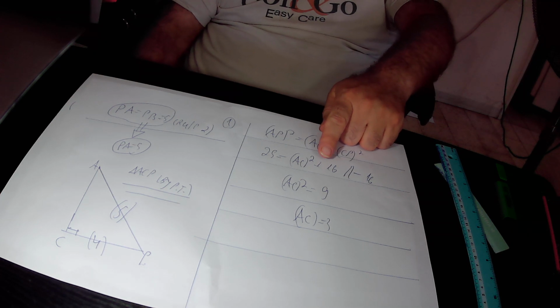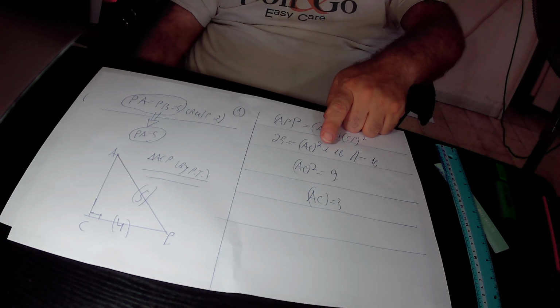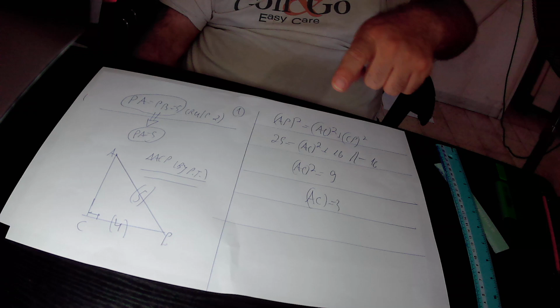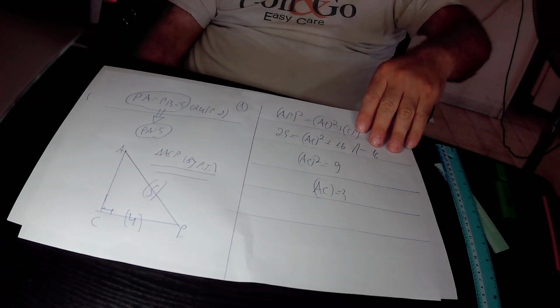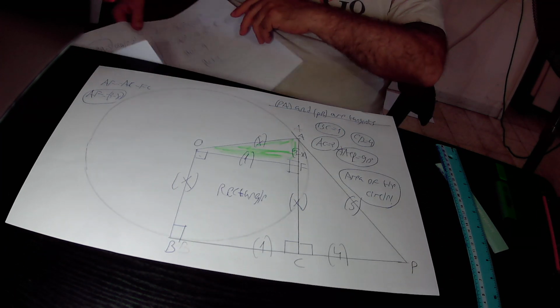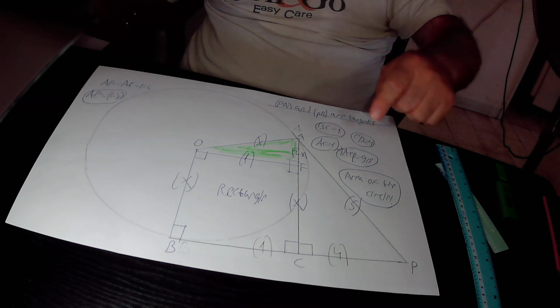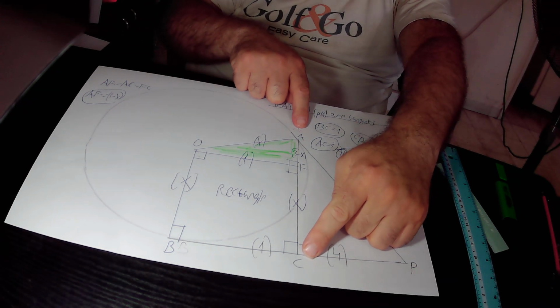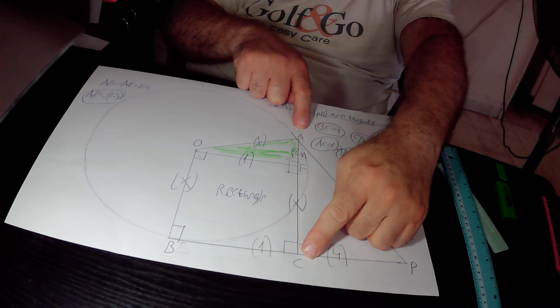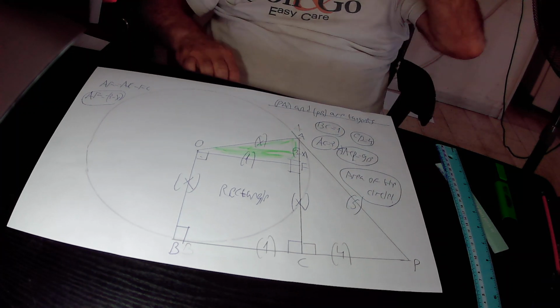Here we take the square root of this equation, and we find that the missing side AC equals the square root of 9, that is 3. So AC equals 3 units in its length. Here AC equals 3.